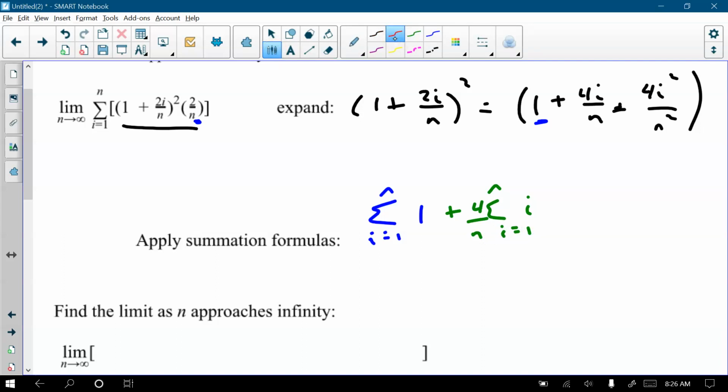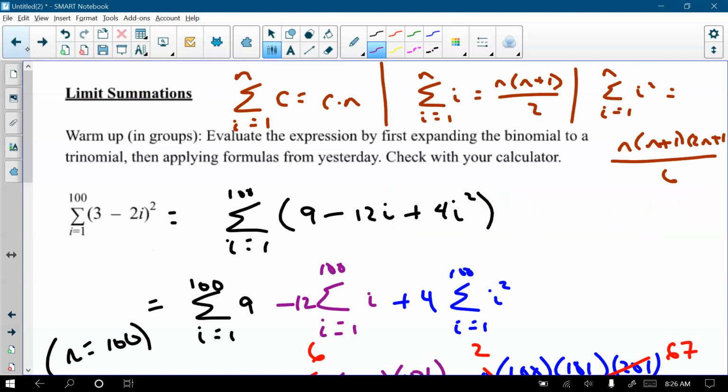Okay, that's this part. And then plus, again, we have a 4 over n squared out here with the summation i equals 1 to n of i squared. So please note that our top is n. We don't have an actual number up there this time. So I'm going to apply those formulas that were right here. I'm applying these formulas to what I have set up now.